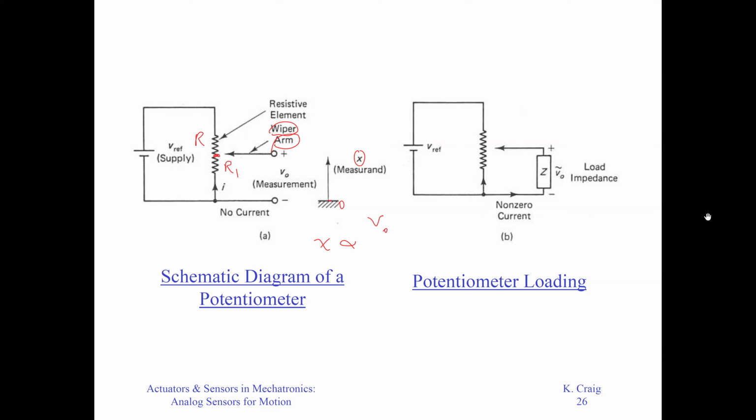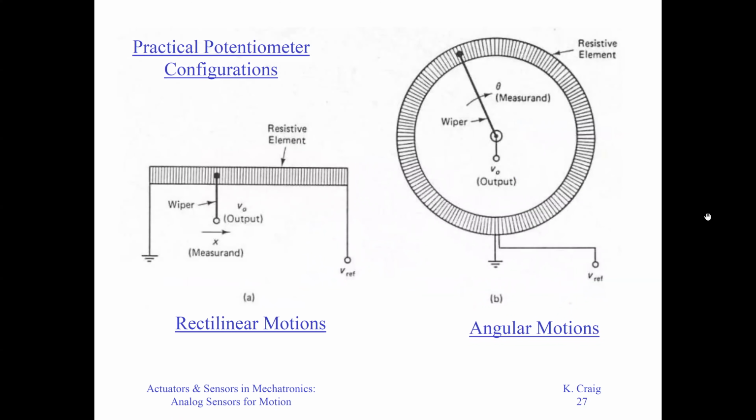All right, so that's called a potentiometer, but we should not forget one thing: because of the signal here, you will connect with something in the next stage of your circuit. This is called load impedance. So V is no longer V zero. This is called the loading effect. I'm going to show you that, this is linear, this is angular. I think it's clear.